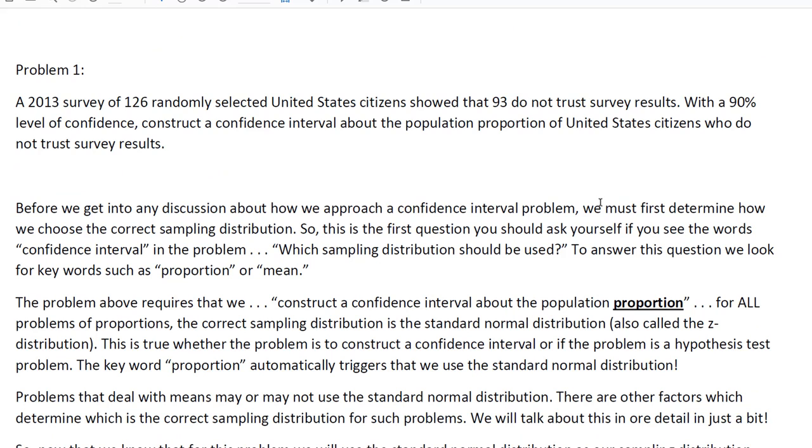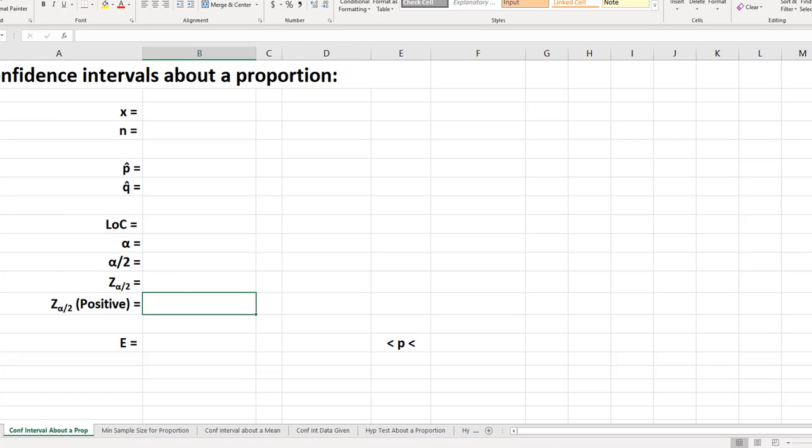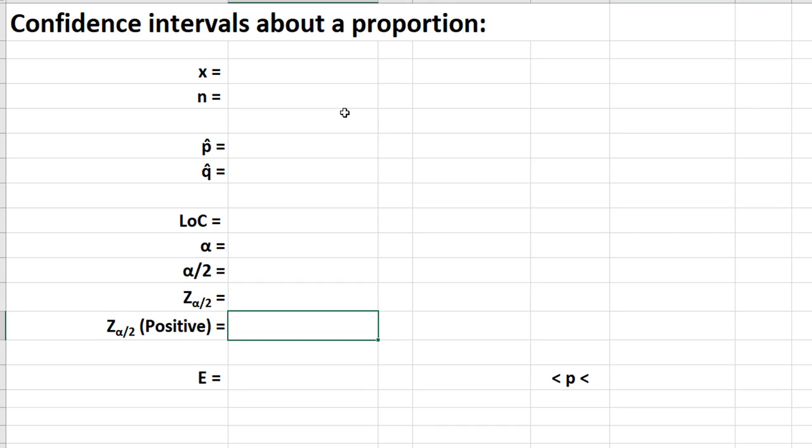Let's go to spreadsheet mode and do this problem on a spreadsheet, because that will help us with the next few problems. Here I am in spreadsheet mode, and let's type in the stuff that we already know. The stuff that was basically just given to us in the problem. They gave us an X. Remember, that's the number of people who responded a certain way. So that was 93. Total number of people was 126.